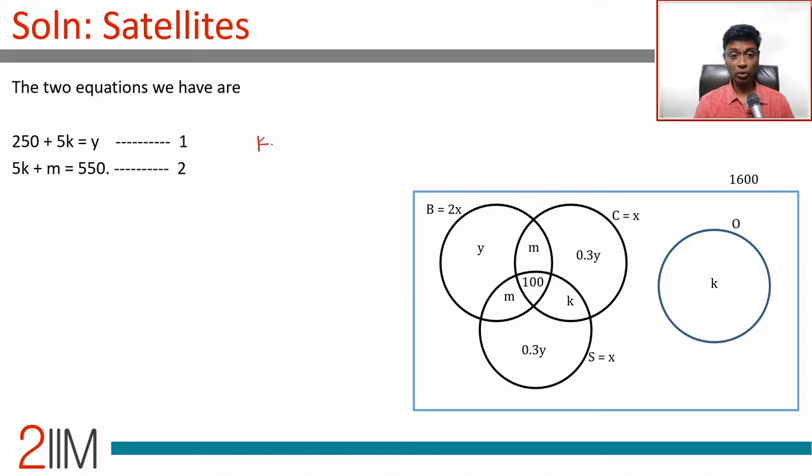Obviously, solving for K and M and Y is not possible. We have only two equations: that the number of elements in B is twice the number of elements in C, and the total is 1600. We don't have anything else. And so we can write this maybe differently. We can say 5K is Y minus 250, plus M equals 550. Or Y plus M equals 800.